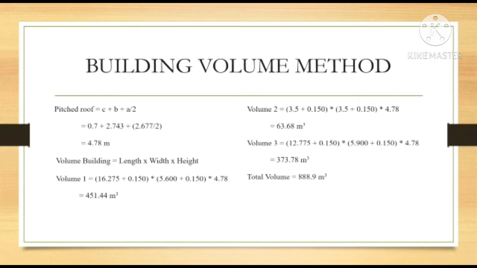So volume 1 is 451.44 meter cube. Volume 2 is 63.68 meter cube, and volume 3 is 373.78 meter cube. So the total volume is 888.9 meter cube.